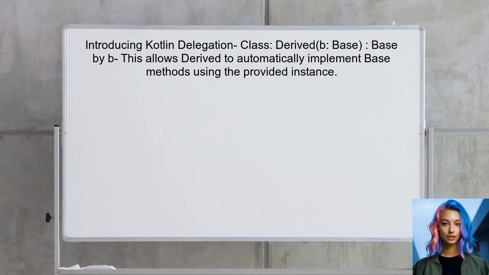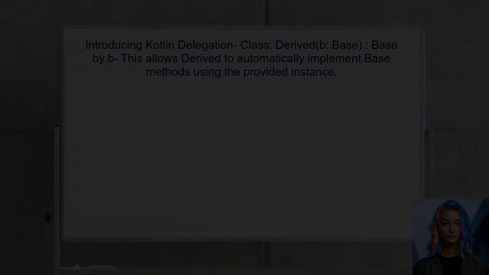Now let's introduce Kotlin delegation. The user has a class called derived that uses delegation to implement the base interface. This is done by specifying base by b in the class declaration.